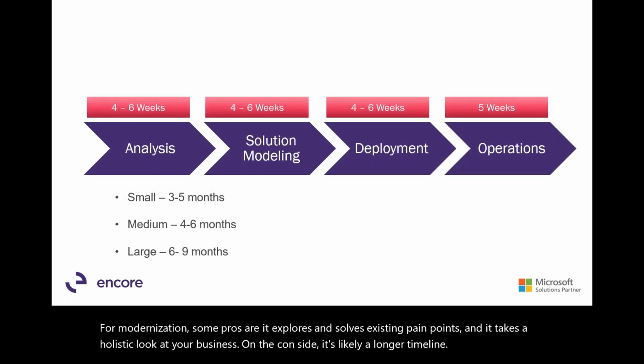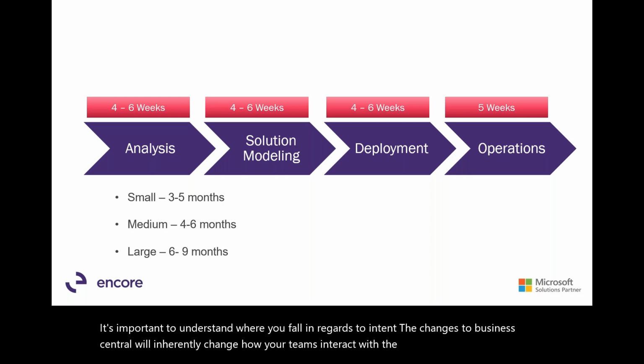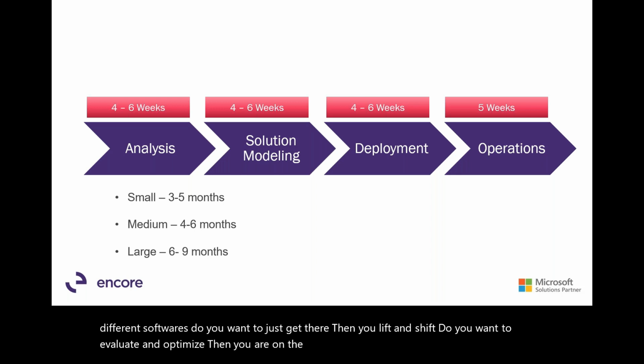It's important to understand where you fall in regards to intent. The changes to Business Central will inherently change how your teams interact with the system, as GP and BC are two different softwares. Do you want to just get there? Then you lift and shift. Do you want to evaluate and optimize? Then you are on the modernization path.